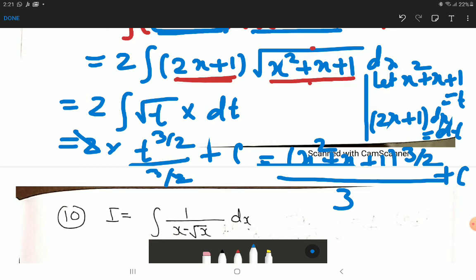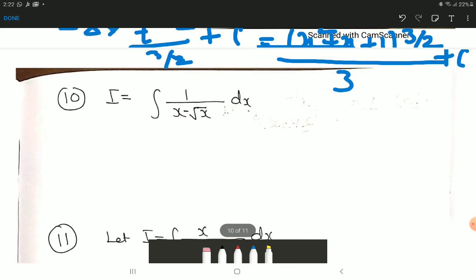Just think, if there is a quadratic and a linear in a question, the quadratic may be assumed as t and try to get that linear as its derivative. We may have to do some adjustments sometimes. Moving to next question.